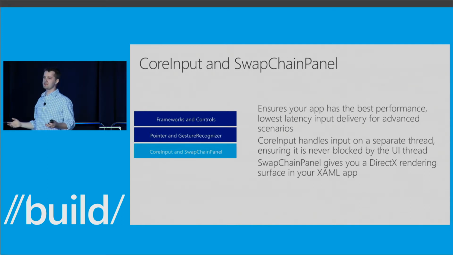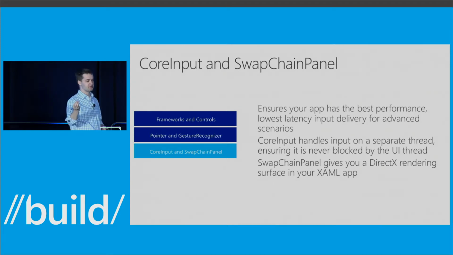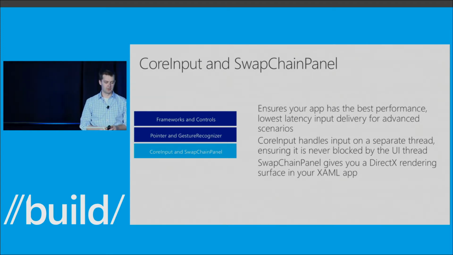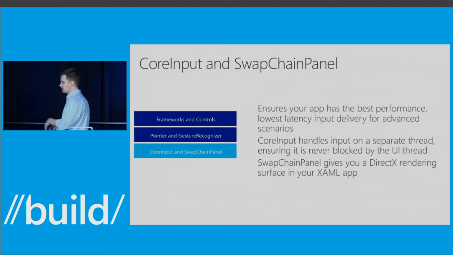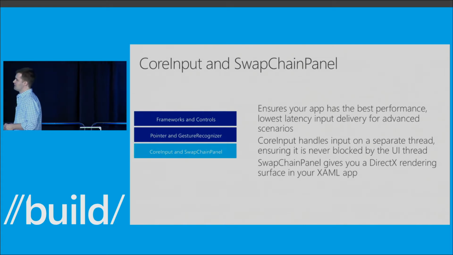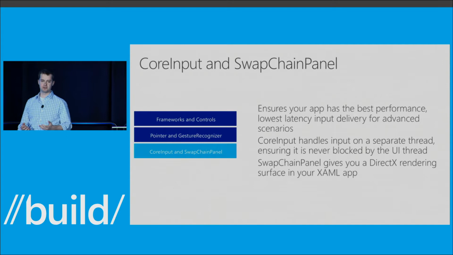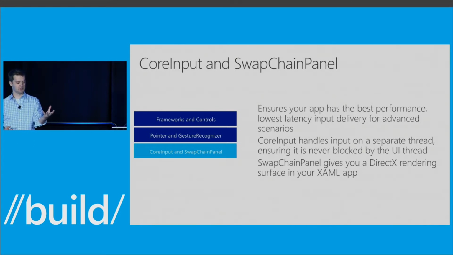Core input gives you your input on another thread. It lets you not be blocked by the UI thread and receive input on some dedicated thread of your own. The way you get a core input is with a swap chain panel. Swap chain panel is a XAML element. It is a really powerful element, but it also asks a lot from developers.